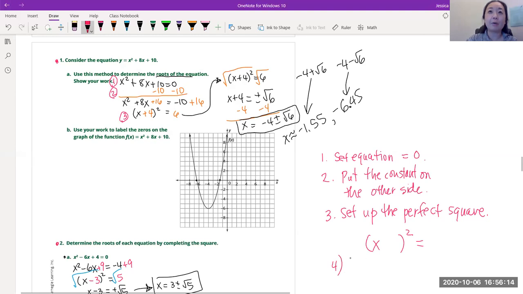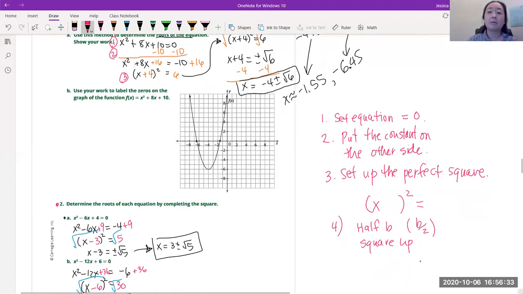So remember this was called b. So we're going to half b, in other words, b divided by 2. And then what are we going to do? We're going to square up. And then what are we going to do? And we're going to add to the other side. So what does that mean?